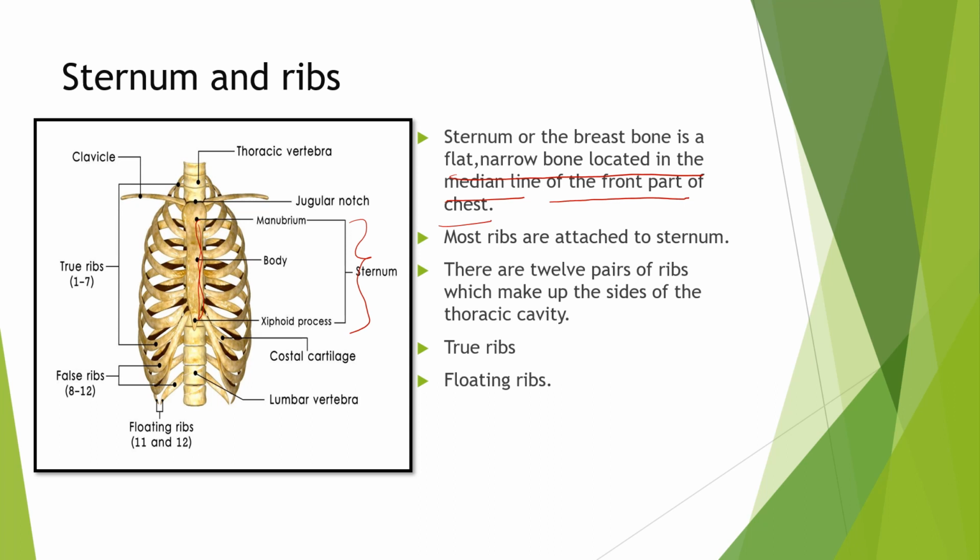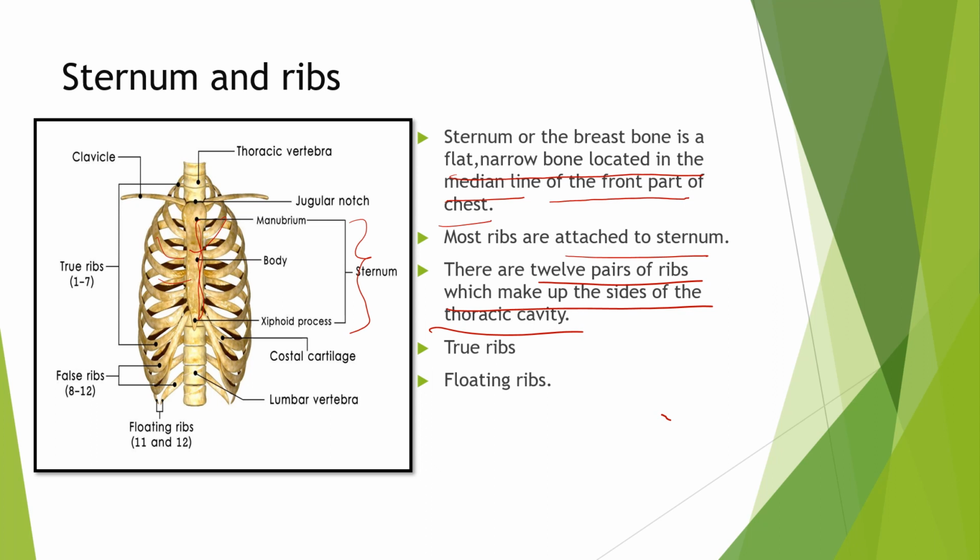Now you can see that ribs are coming and meeting the sternum, but not all ribs. Most ribs are attached to the sternum. It is also supporting the upper part of the thorax. We can say that this part is called the thoracic cavity, and anteriorly it is attached to the pectoral girdle. Is it clear? Now we will see where the ribs are attached. We all know that there are 12 pairs of ribs in the thoracic cavity.